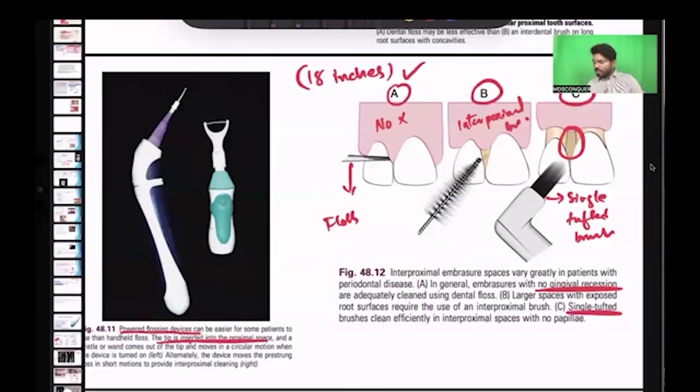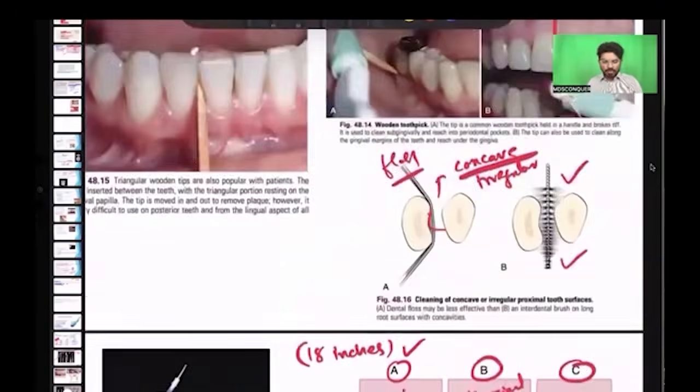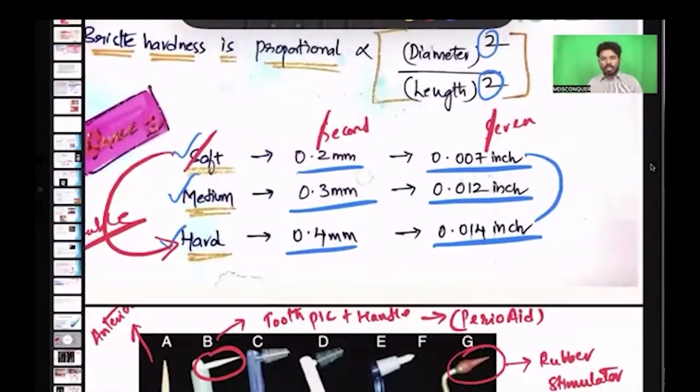Question 19, diameter of bristle used in soft toothbrushes. Question number 17, diameter of bristle used in soft toothbrushes. Yes, 0.07 inches. If they're asking in millimeters, what is your answer? Yes, if it is in millimeters, the answer is 0.2 millimeters. Very good. Done.